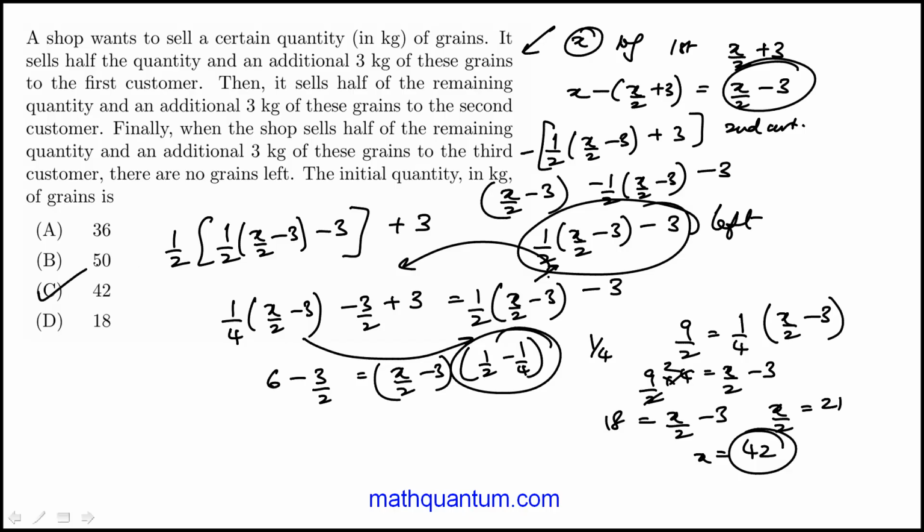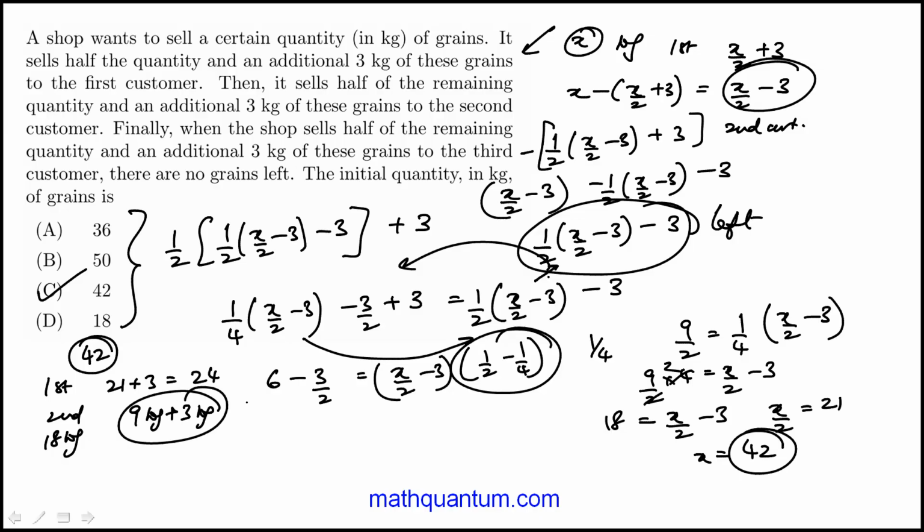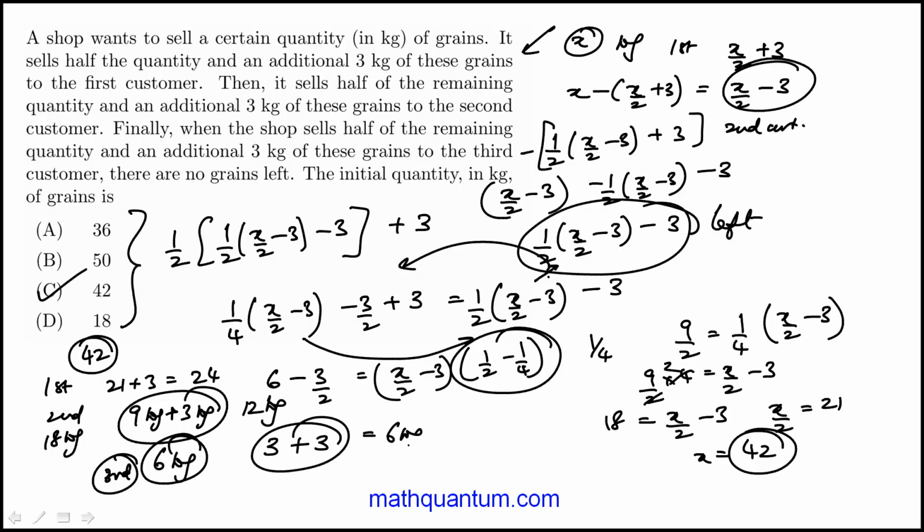Now in the exam, I'd probably also check my work, which is the other way of doing it. You just use the answer choices. Say if we start with 42, first customer gets half of that plus 3 kilograms, so we have 24. So now we're left with 18 kilograms. And then we sell half of this remaining, which is 9, plus another 3 kilograms, so 12 kilograms to the second customer, which means now we're left with 6 kilograms. And then we sell half of that, plus another 3 kilograms, and that's 6 kilograms, which means nothing is left.